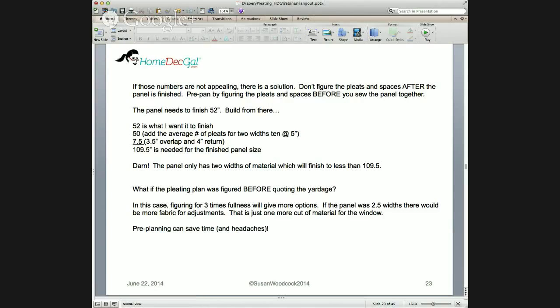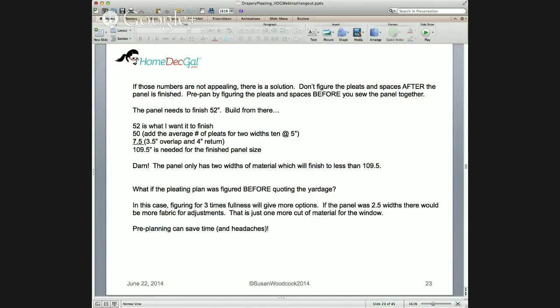Don't figure the pleats and spaces after the panel is finished. Pre-plan by figuring the pleats and spaces before you sew the panel together. The panel needs to finish 52 inches. So take your hardware, figure out what you need it to be, divide it in half, figure out what that panel needs to finish, and then build from there.